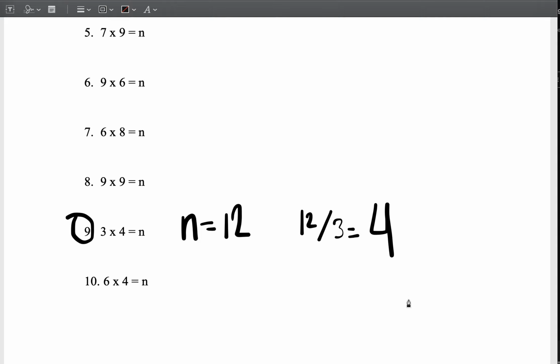And one more question, let's do number 9. So 3 times 4 equals 12. We all know that because we know our multiplication table. And then 12 divided by 3 equals 4. So just any number that you can multiply is also divisible by each other.